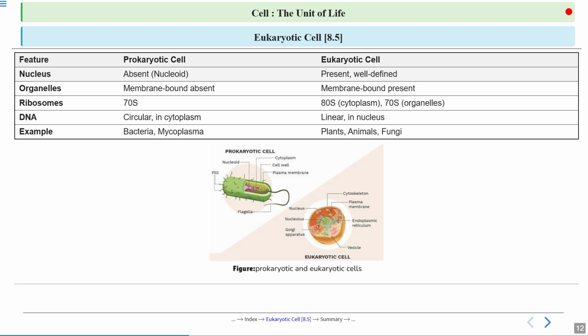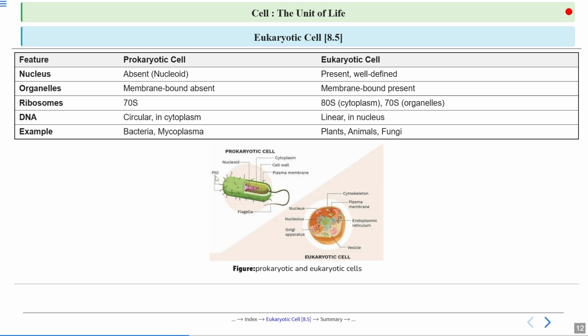Okay, here you can see this is an image showing you a prokaryotic and a eukaryotic cell. A prokaryotic cell consists of a nucleoid instead of a nucleus. They consist of cytoplasm. Prokaryotic cells have a cell wall as well. Like in bacteria, the cell wall is made up of peptidoglycan, also known as murein. They have a cell membrane. They have pili.